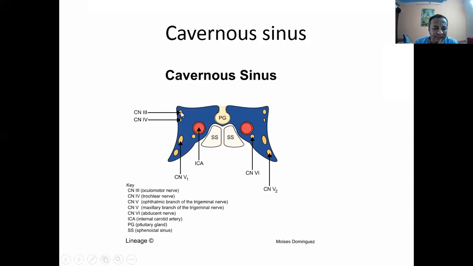In the cavernous sinus, in the lateral wall, we see the third nerve and the fourth nerve, and in the medial wall, we see the sixth nerve. So third nerve and fourth nerve in the lateral wall, and sixth nerve in the medial wall. So this is how the nerves will pass through the cistern, through the cavernous sinus, through the superior orbital fissure, and then to the orbit.